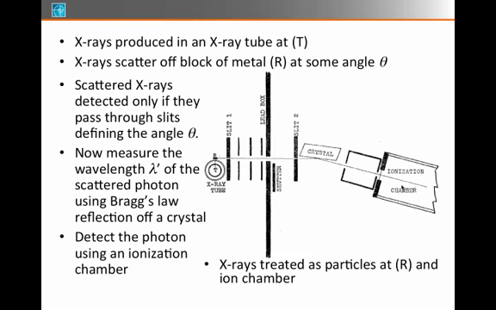Notice that the X-rays are actually treated as particles at crucial junctures. At the scattering of the photon off of this target R, it's acting like a particle. And in the ion chamber itself, it's going to be registered as if it's a particle. But interestingly enough, Compton was using the wave properties of this X-ray when he was reflecting it off of a crystal so as to measure the wavelength.